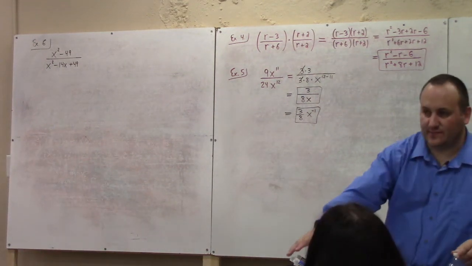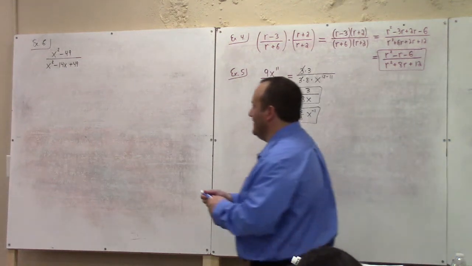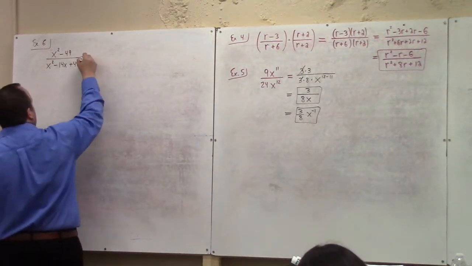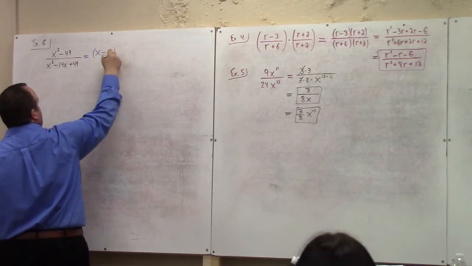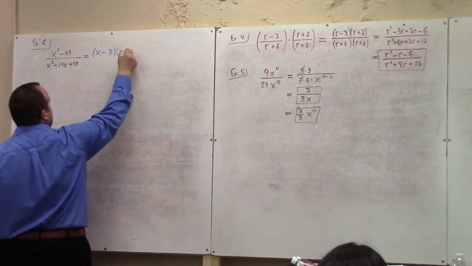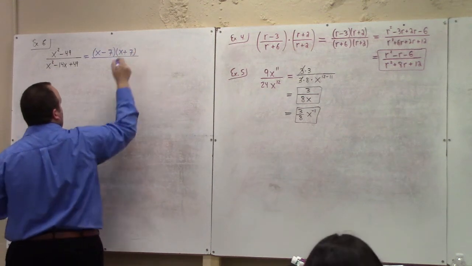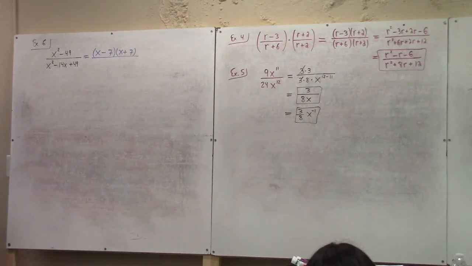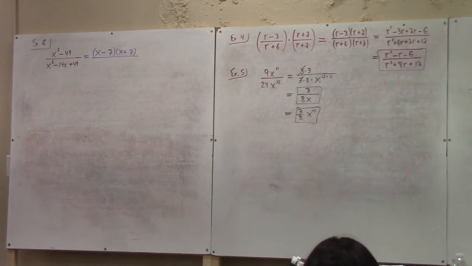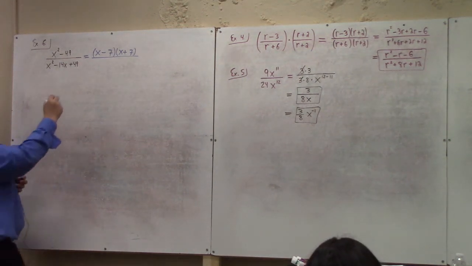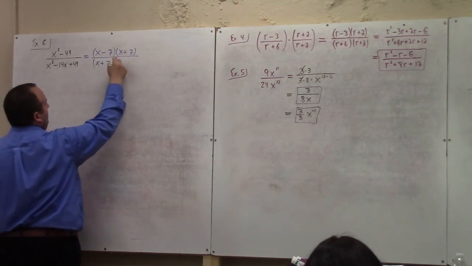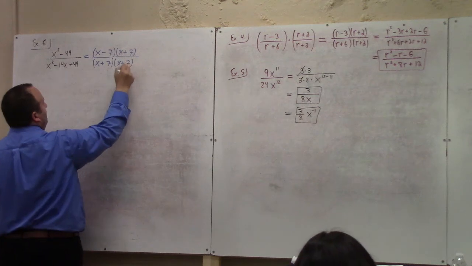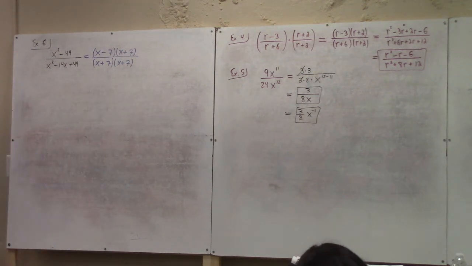I'll do the easy part. I'll factor the top, right? The numerator is x minus 7 times x plus 7, right? Oh, the denominator is x plus 7 times x plus 7? Wonderful. So how can we simplify this expression?